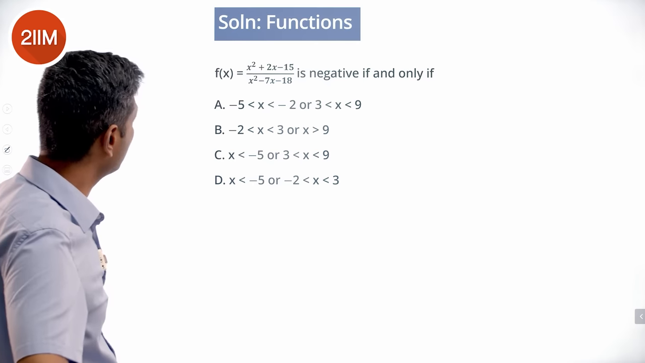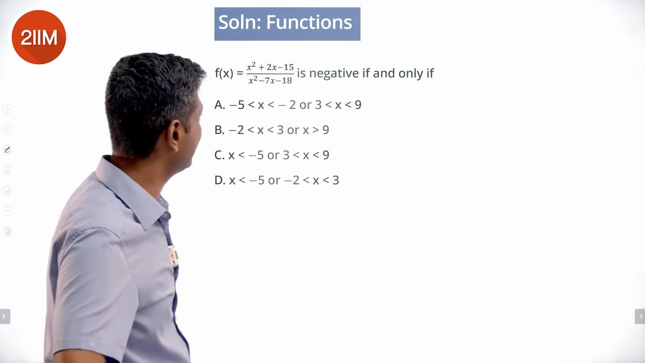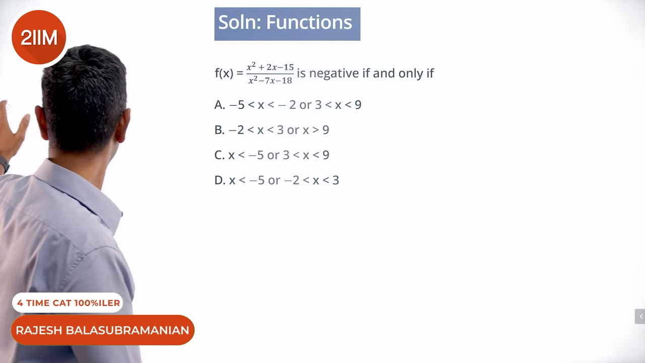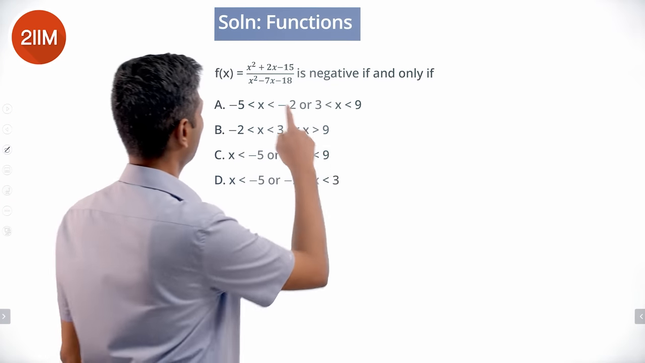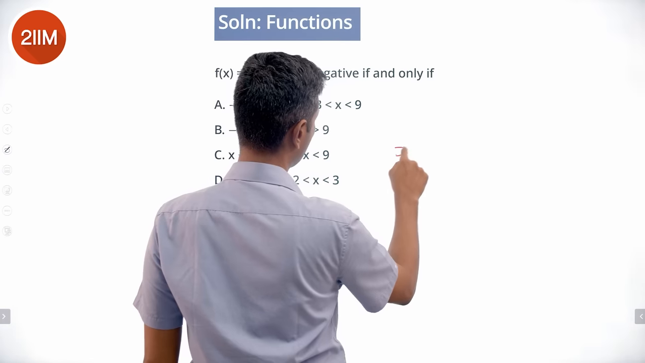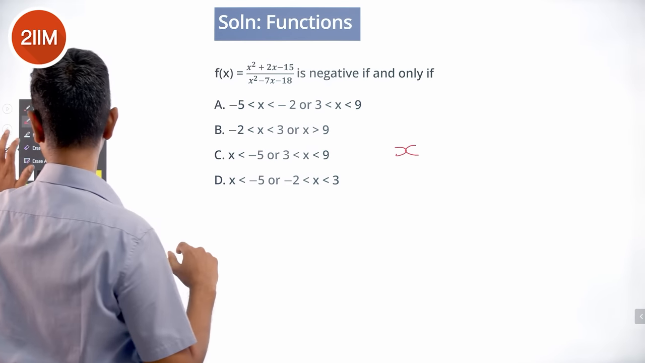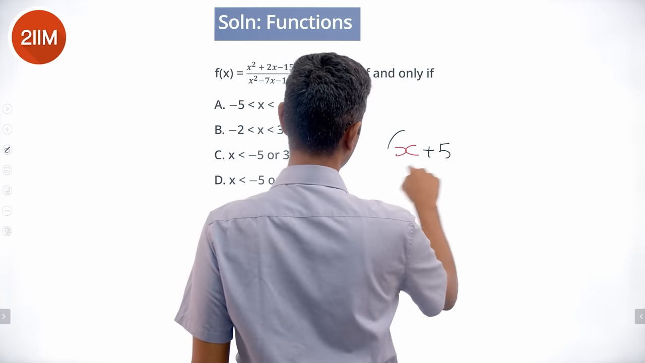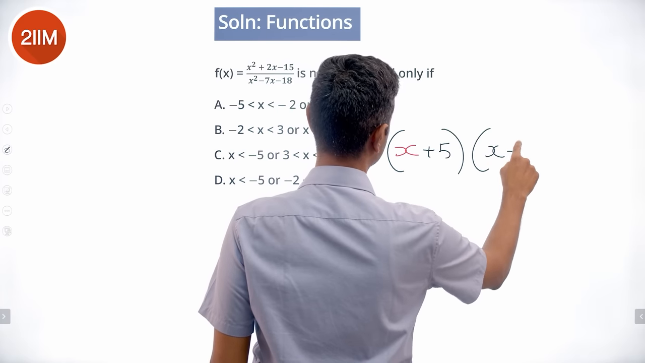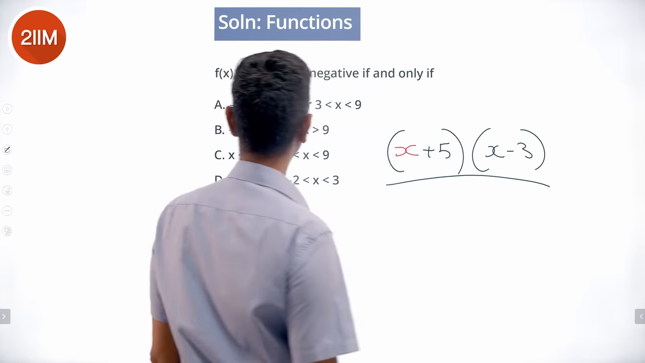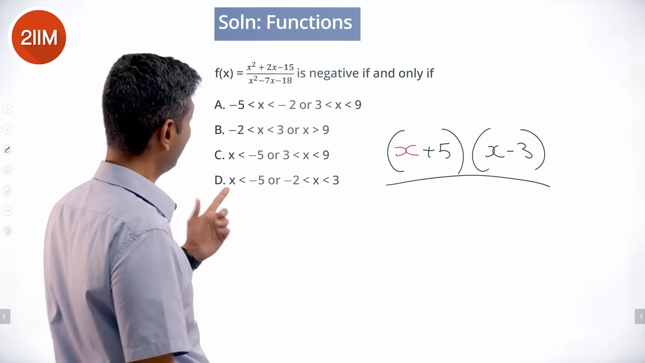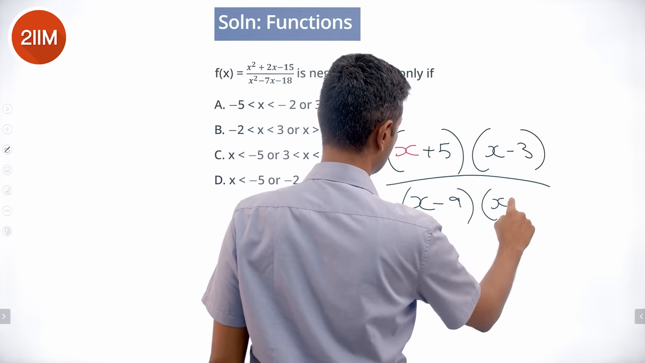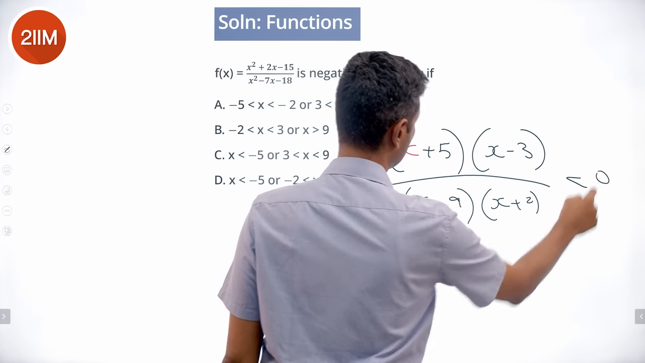(x² + 2x − 15)/(x² − 7x − 18) is negative if and only if, effectively, we solve this inequality: it is less than 0. x² + 2x − 15 is (x + 5)(x − 3), divided by x² − 7x − 18, which is (x − 9)(x + 2). It should be less than 0.